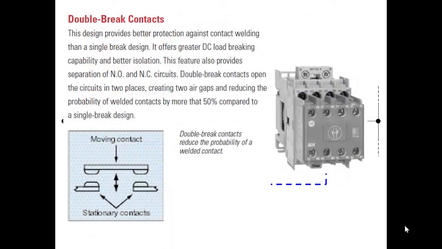Now, I'll just throw in another point here. I showed this earlier, but I'll show it again. This design provides better protection against contact welding than a single break design. This feature also provides separation of the normally open and normally closed circuits. Double break contacts open the circuit in two places, creating two air gaps, reducing the possibility of welded contacts compared to this single break design.